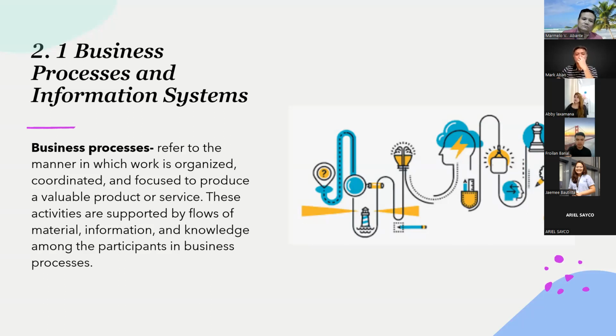So business processes are the collection of activities required to produce a product or service. These activities are supported by flows of material, information, and knowledge among the participants in business processes. Business processes also refer to the unique ways in which organizations coordinate work, information and knowledge, and the ways in which management chooses to coordinate work.